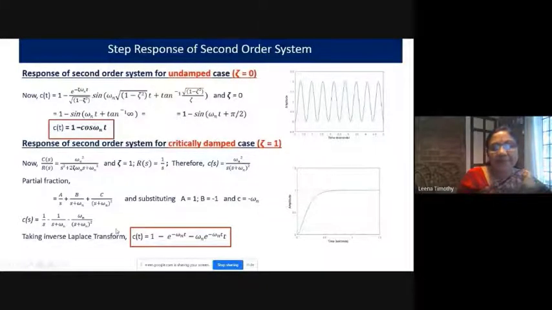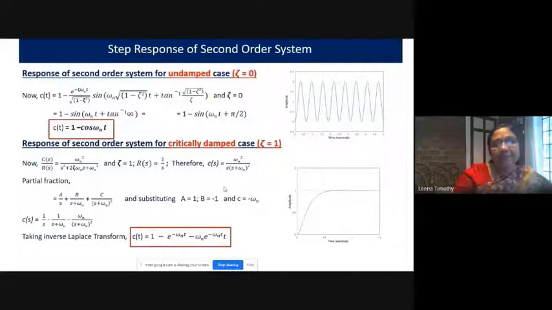1 by s square, ramp signal t. So omega n into e raised to minus omega n t into t, by taking the inverse of this, c of t. So the output will be like this: critically damped, and finally it attains the steady state value. Now the undamped case.